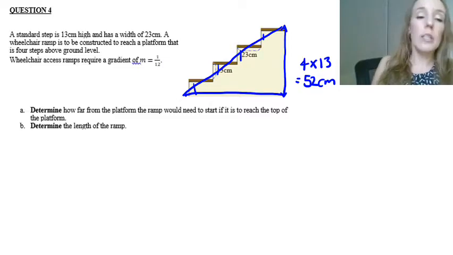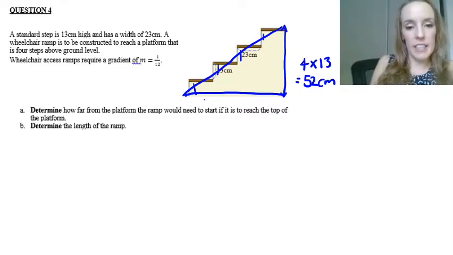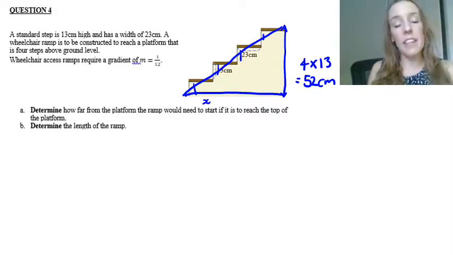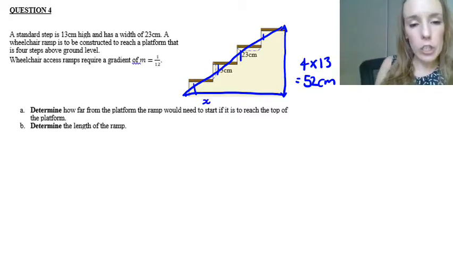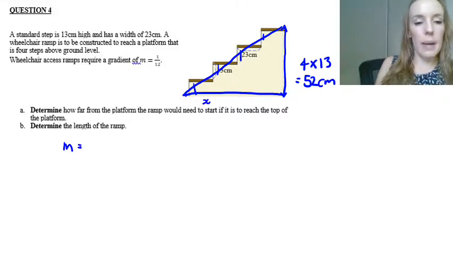Okay, so the first thing we have to do is find this distance here. This is our unknown bit here. We're going to find the distance, and we can actually do that using our rise over run formula. So our gradient is our rise over run.